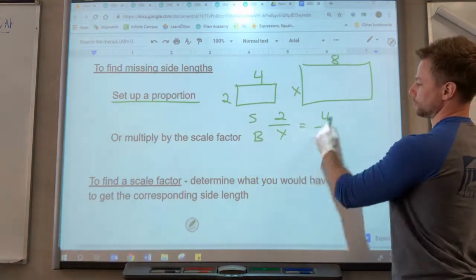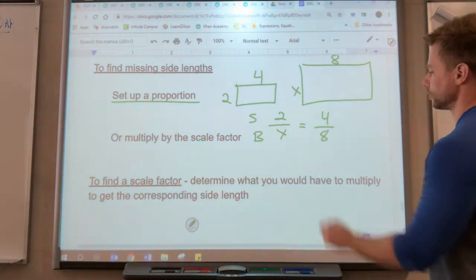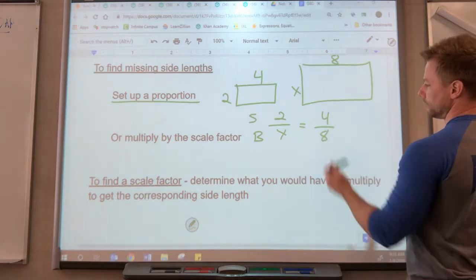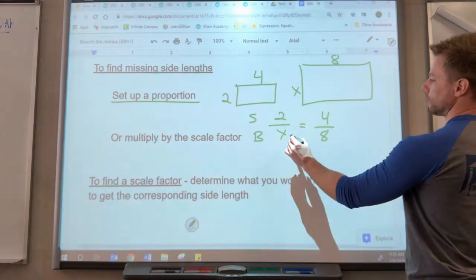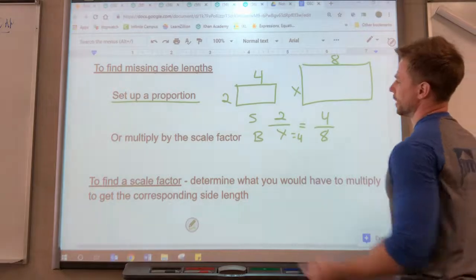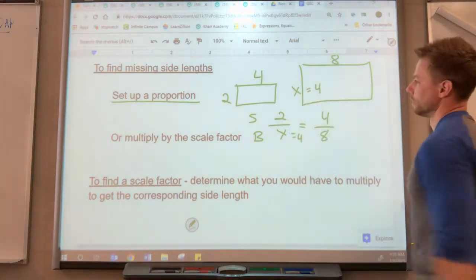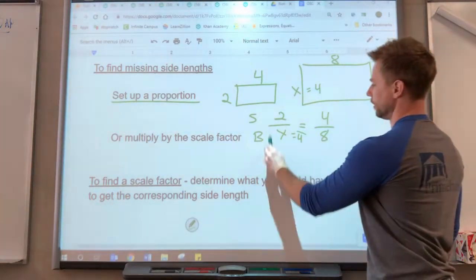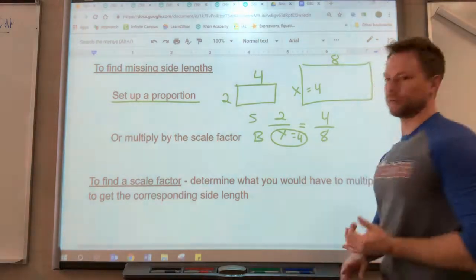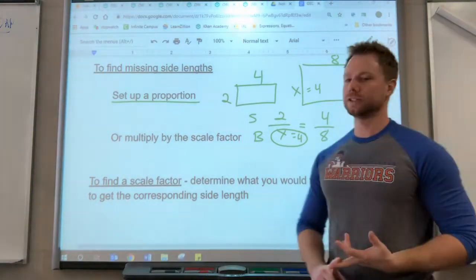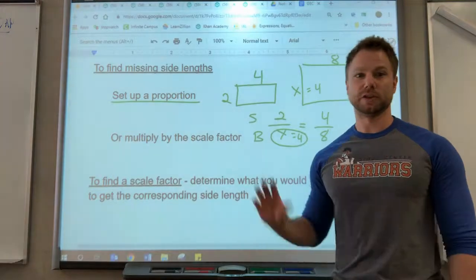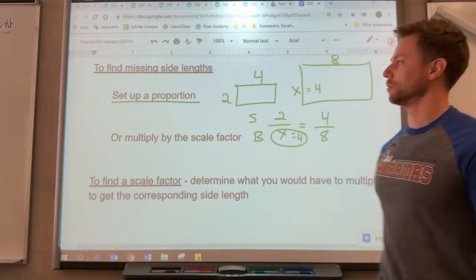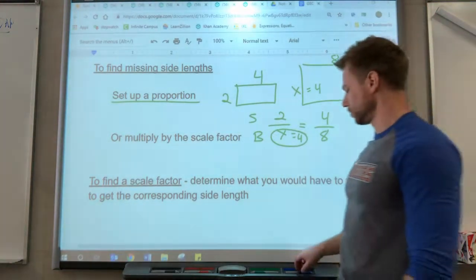Now we can cross multiply and divide to solve our proportion. 8 times 2 is 16. 16 divided by 4 is 4. So we know that the height of our big rectangle right here has to be 4. You are familiar with setting up proportions, putting on labels, and solving those. So that should just be a little refresher, and hopefully you shouldn't have a problem setting those up.